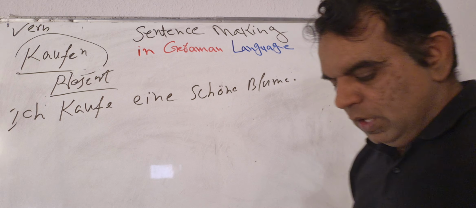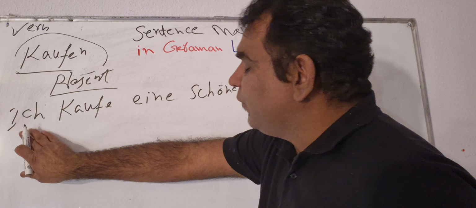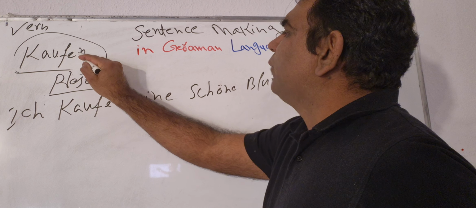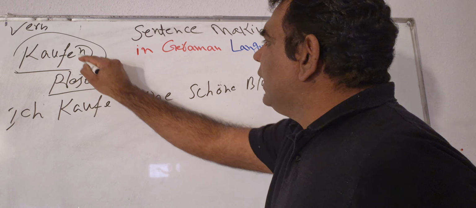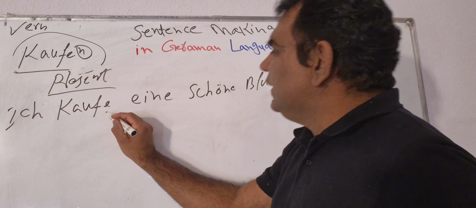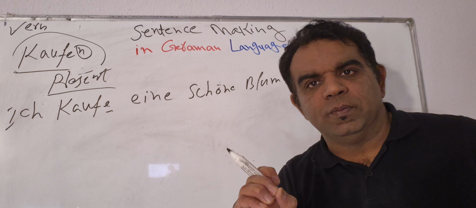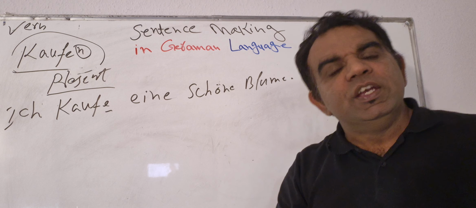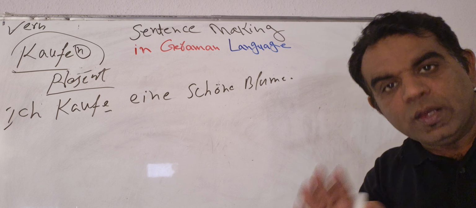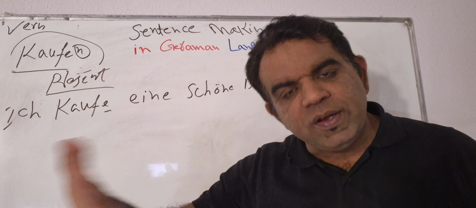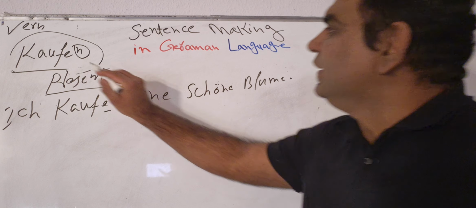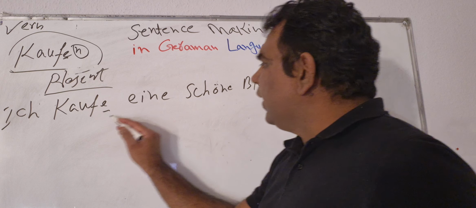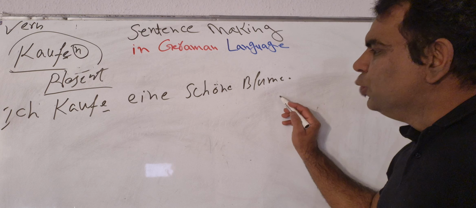So what do you have to do with the subject ich? You just remove the n from the verb, and you just write e with every verb. Ich gehe, ich mache, ich spiele, ich suche, ich nehme. Did you understand? With every verb, you just write e. Ich kaufe eine schöne Blume.